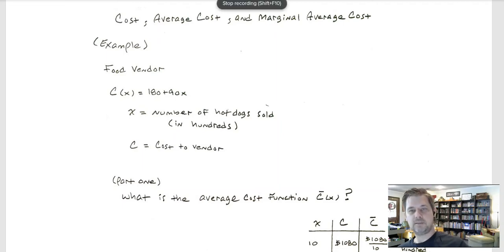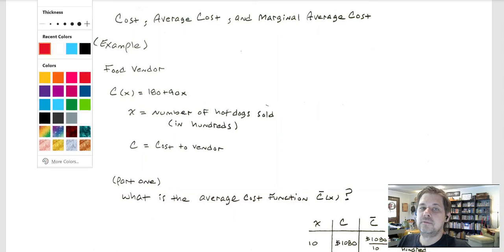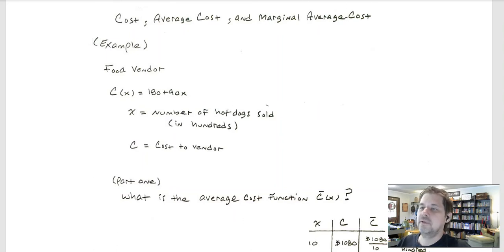All right, everybody, let's talk about cost, average cost, and marginal average cost. I based what I have here off of something I put on our assignment. It was a hot dog vendor, and a cost function was given. There's always a cost of doing business. C is the cost to the vendor, and X is the number of hot dogs sold in hundreds.